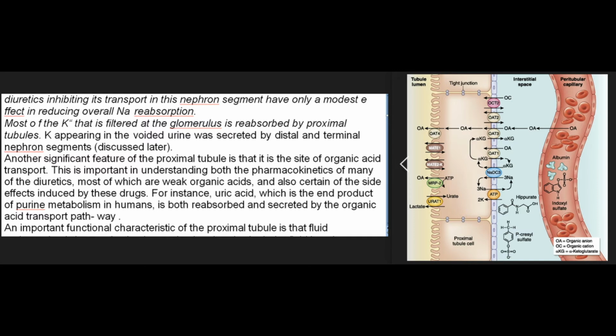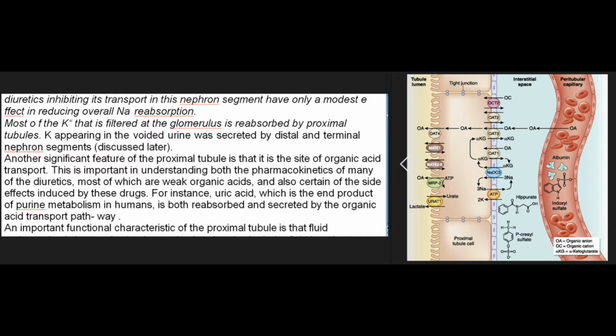Most of the K that is filtered at the glomerulus is reabsorbed by proximal tubules. K appearing in the voided urine was secreted by distal and terminal nephron segments, discussed later. Another significant feature of the proximal tubule is that it is the site of organic acid transport. This is important in understanding both the pharmacokinetics of many of the diuretics, most of which are weak organic acids, and also certain of the side effects induced by these drugs.